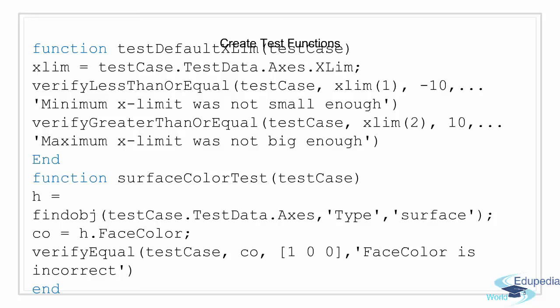Now the axis properties test.m file is complete with the main function, file fixture functions, fresh fixture functions, and 2 local test functions, and I'm ready to run the tests.